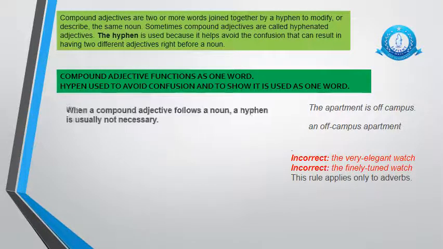Now, when a compound adjective follows a noun, a hyphen is usually not necessary. So if you look here, the apartment is off campus. We don't have a hyphen here because the noun is now at the beginning, not at the end. So we don't need a hyphen here, even though off campus is a compound adjective, we're not hyphenating it here.